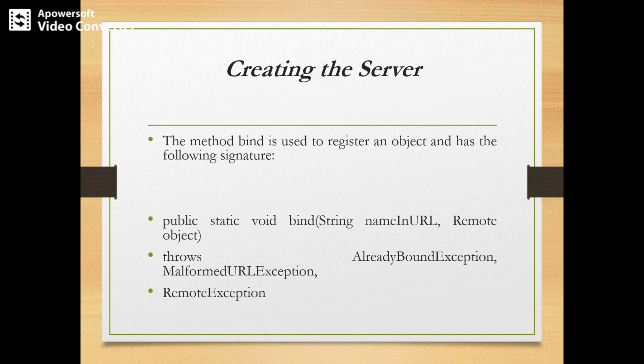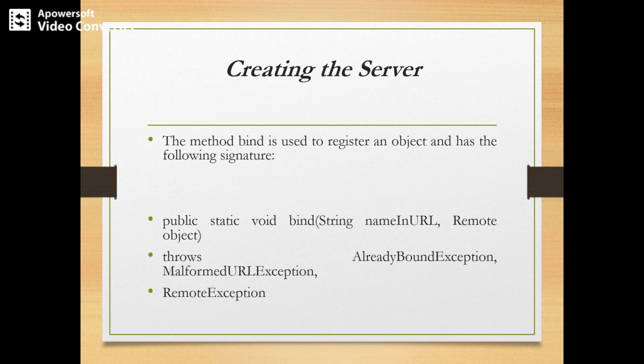Okay, string name in URL, remote object, throws AlreadyBoundException, MalformedURLException, RemoteException. So why are we taking all three together here? Because we have to create the server, and we should implement it as a remote object. This is why bind will be taken, because the bind system call will be connecting to the network.